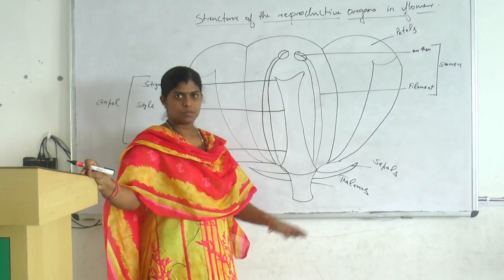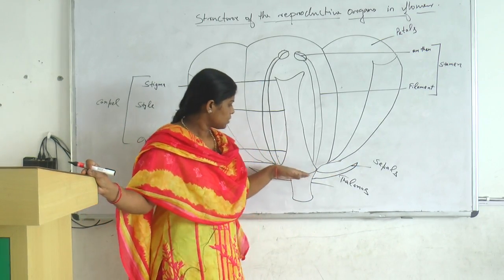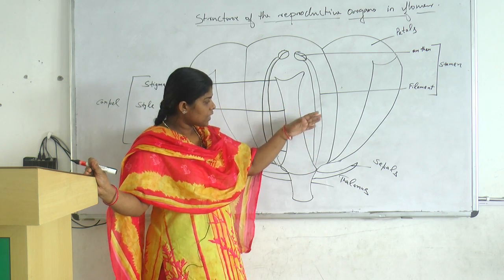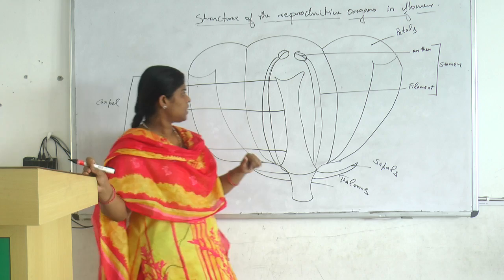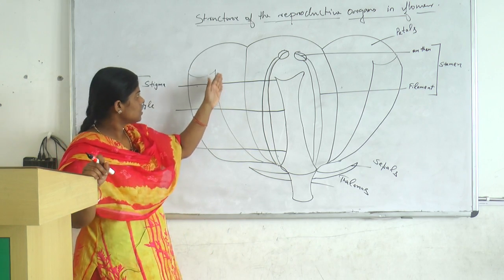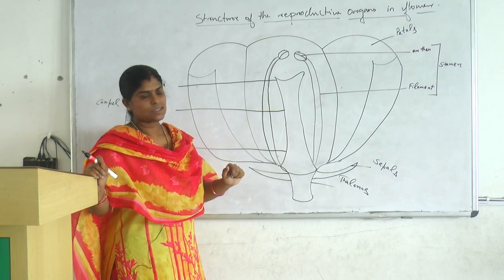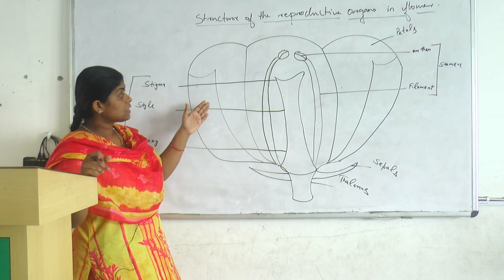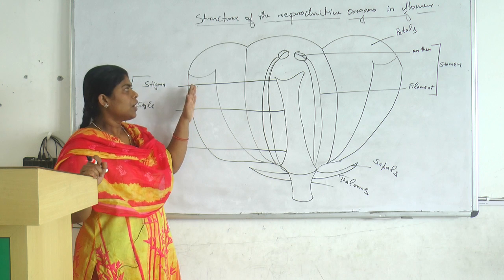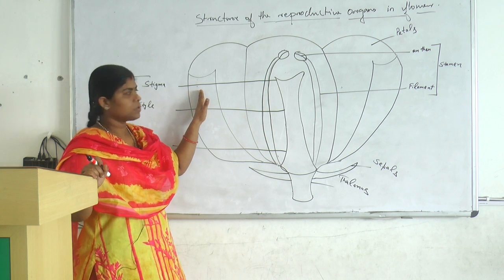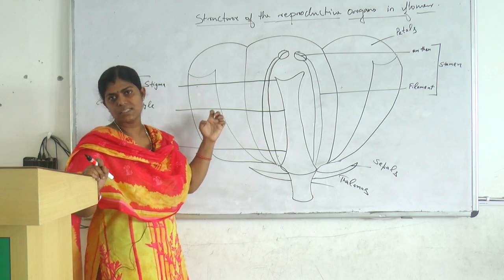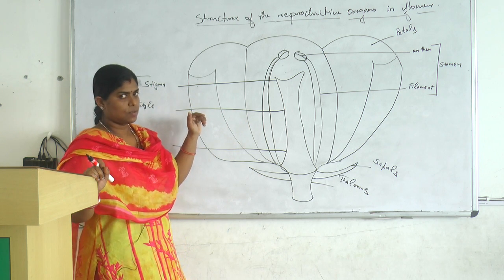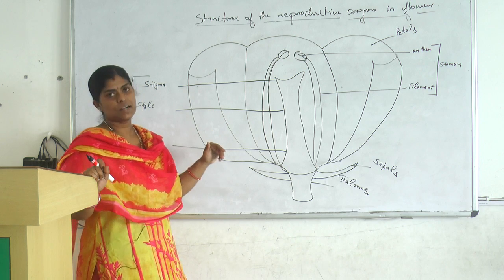The calyx makes the first layer, the first wall, and above that you can see the colorful part of the flower. A single part is known as a petal, and together we call it the corolla. Corolla is the colorful part of the flower. Why is it colorful? Because it has to attract insects for pollination. That's why it has so much color, though there are flowers which don't have color also.